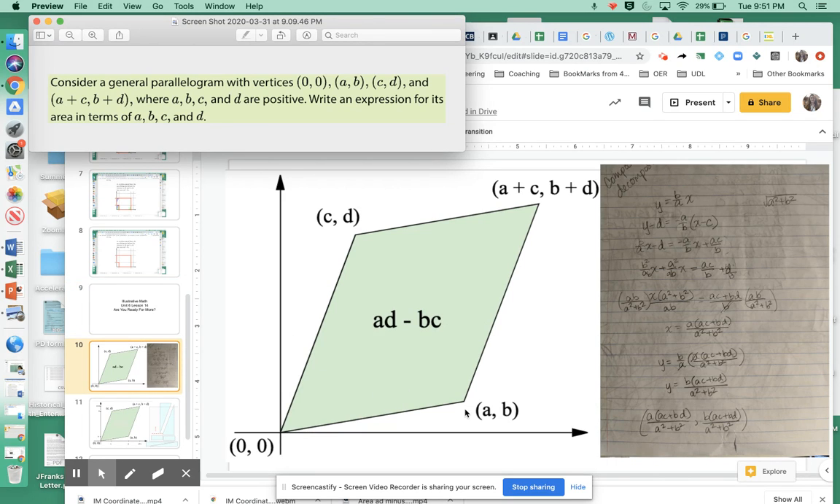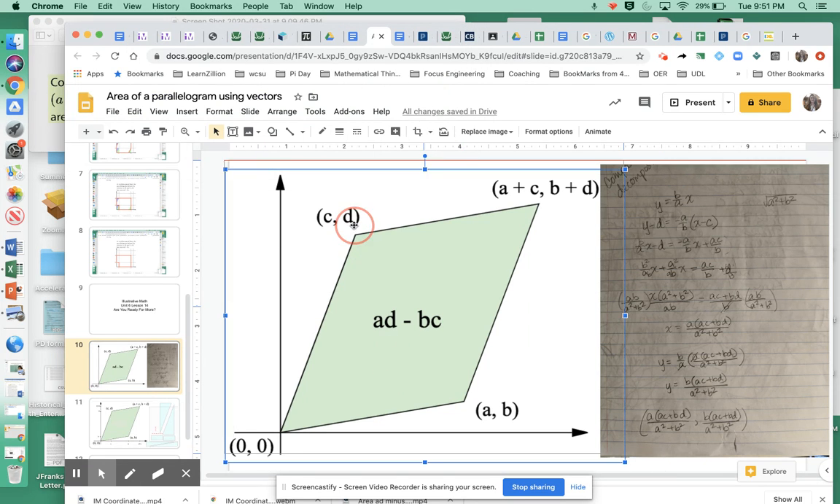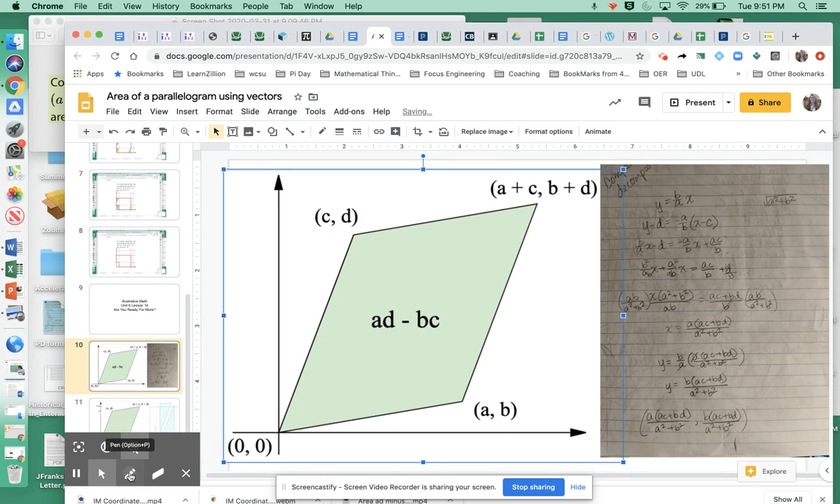Okay, so I have that here. We can see (0, 0), (a, b), (c, d), (a + c, b + d). And you might be thinking, yeah, I can do base times height. I can just draw in my height and try to find what that length is. I can probably use the Pythagorean theorem.